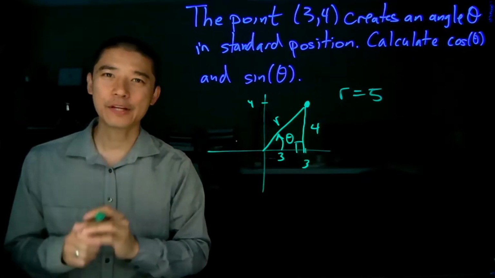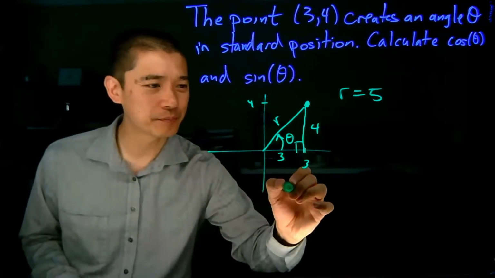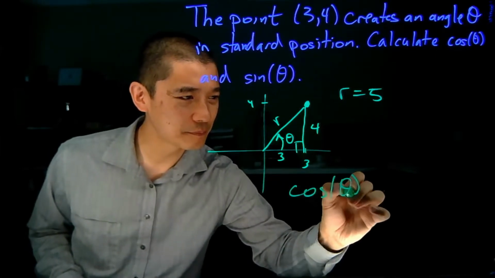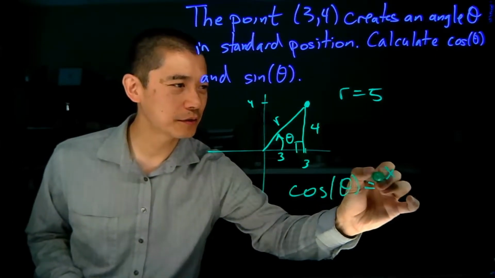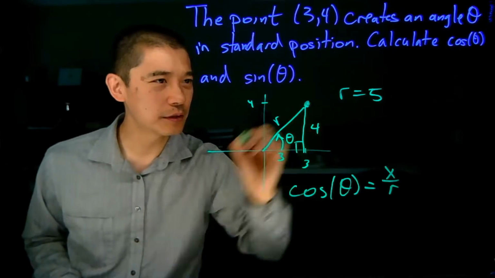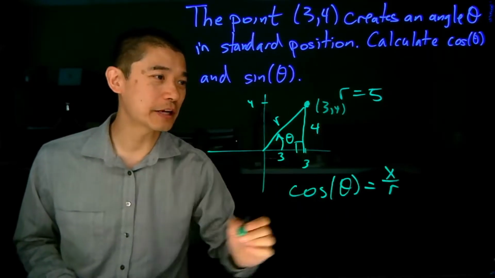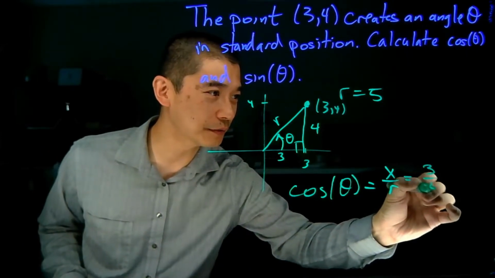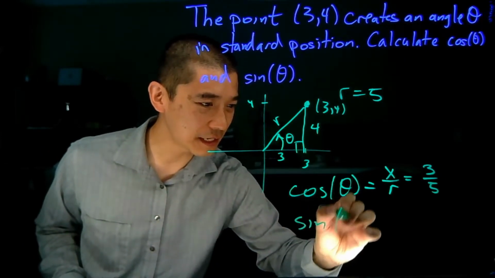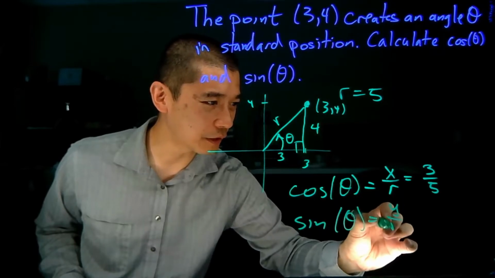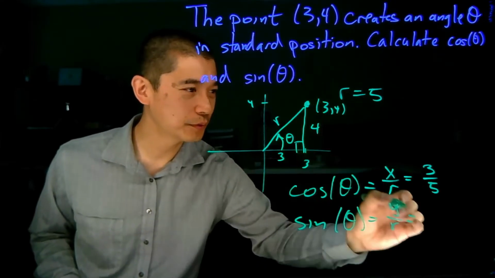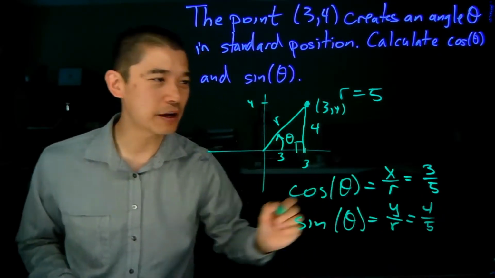And everything from here is just a matter of plugging into the formula. Cosine theta is equal to x over r. This x value here is, well, that point was (3, 4). So the x value is 3. This is 3 over 5. And sine theta, which is y over r, is equal to 4 over 5.